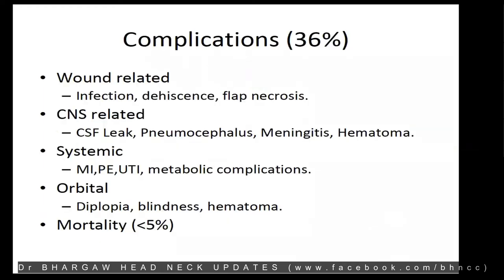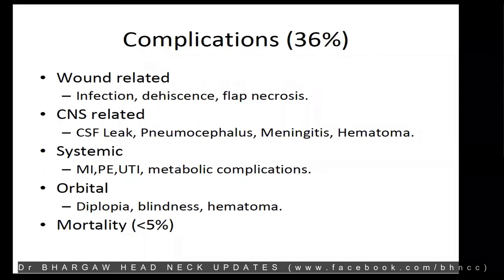Moving on to the complications, various series have reported complications up to 36%. Most common are wound-related complications. It could be infection, dehiscence of the wound, flap necrosis. CSF-related problems are most dreaded: the CSF leak, pneumocephalus, meningitis, and hematoma. The systemic complications can be anything like MI, pulmonary embolism, respiratory tract or urinary tract infection, metabolic complications, and orbital complications like diplopia, blindness, and hematoma.